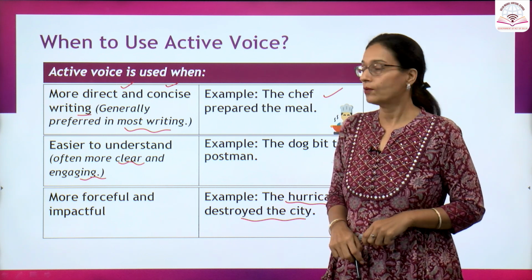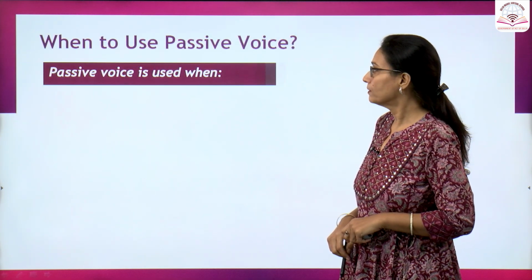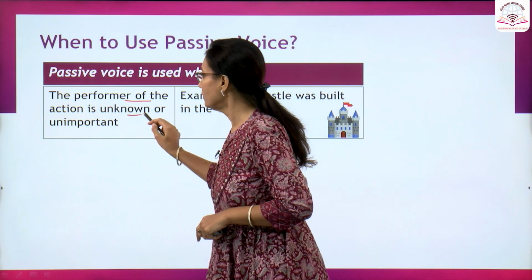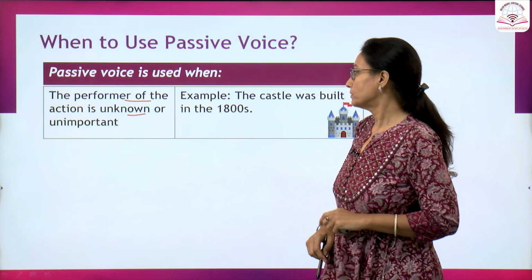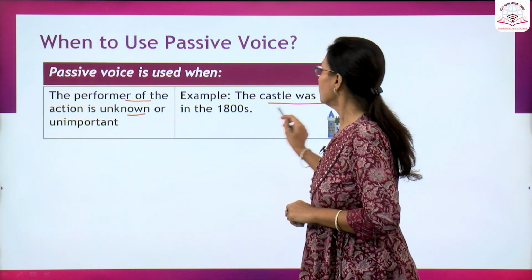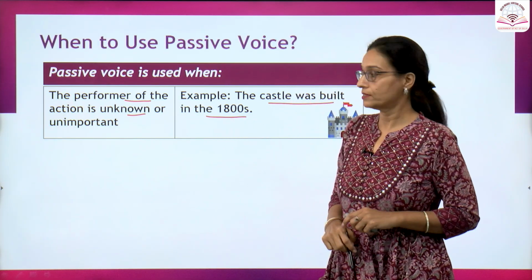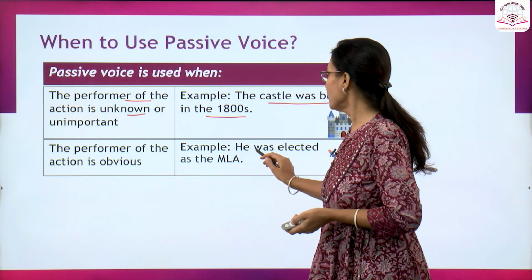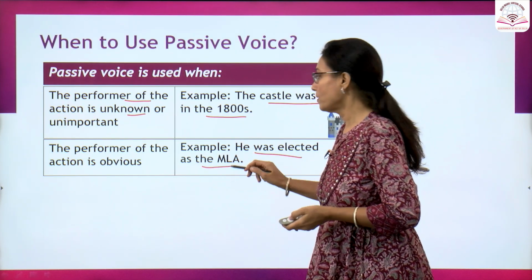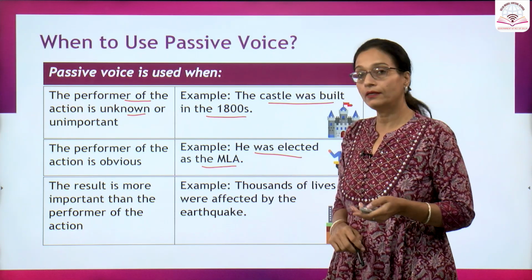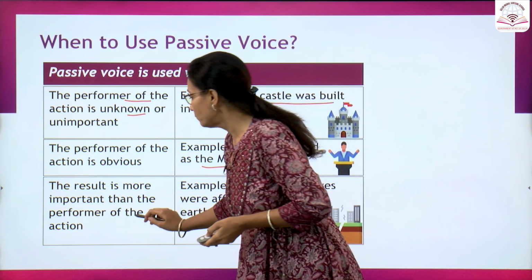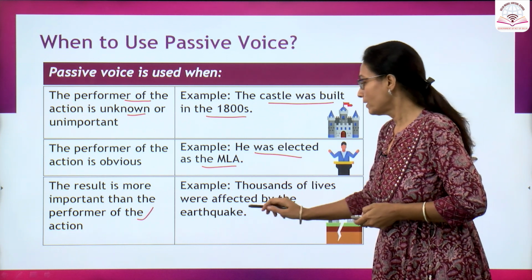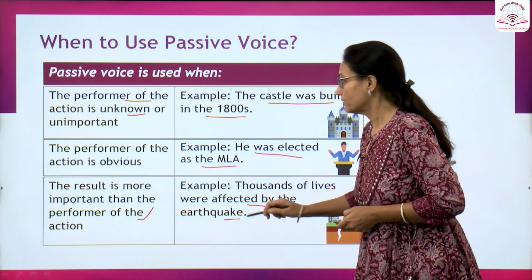Now, let us talk about passive voice. We use passive voice when the performer of the action is unknown or unimportant. For example, the castle was built in the 1800s. The performer of the action is obvious. For example, he was elected as the MLA, or the result is more important than the performer of the action. For example, thousands of lives were affected by the earthquake.